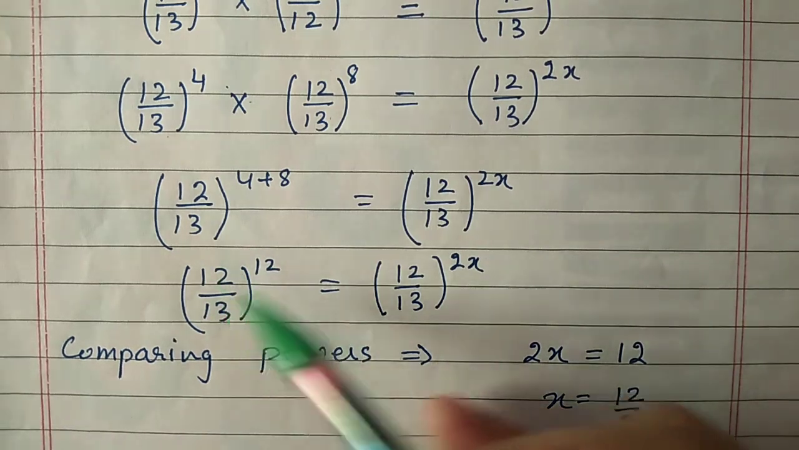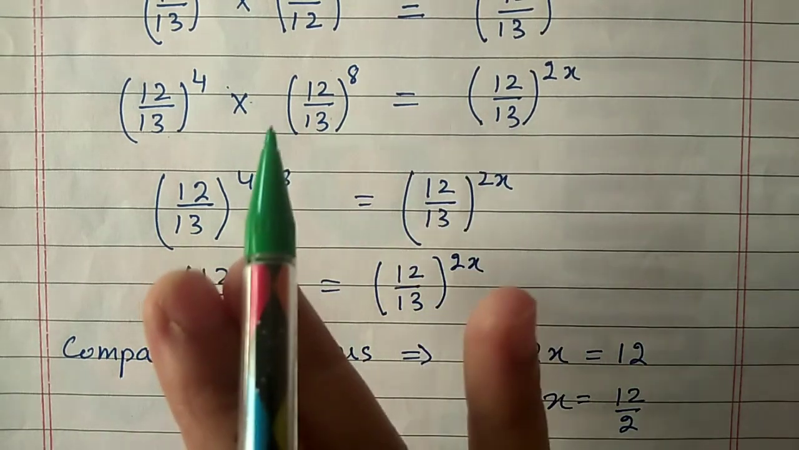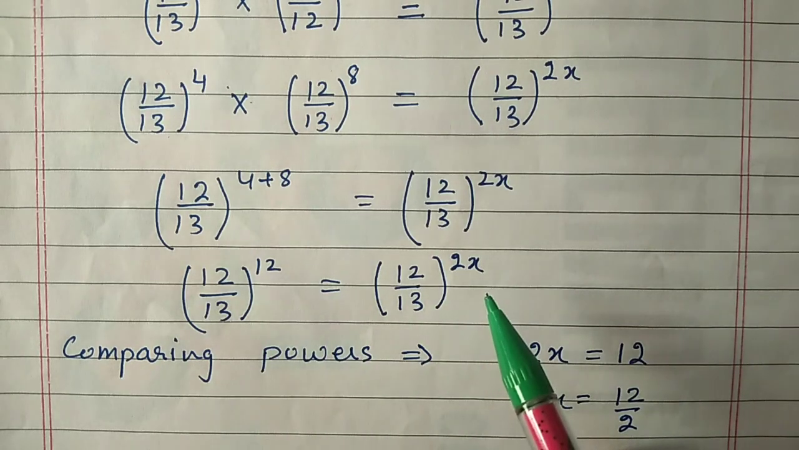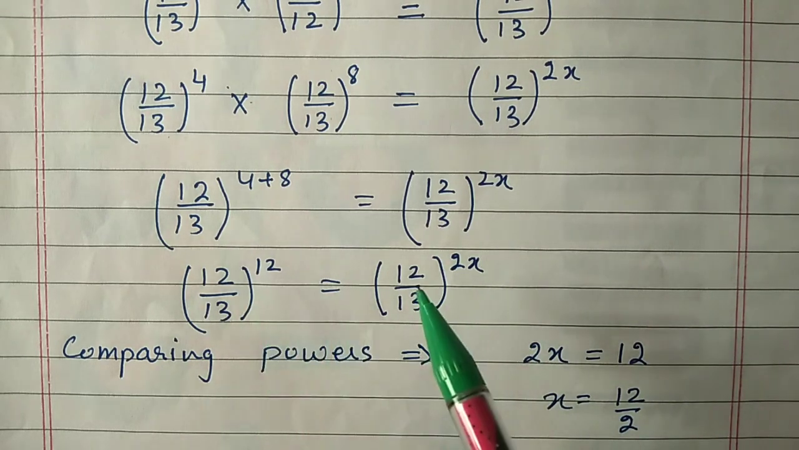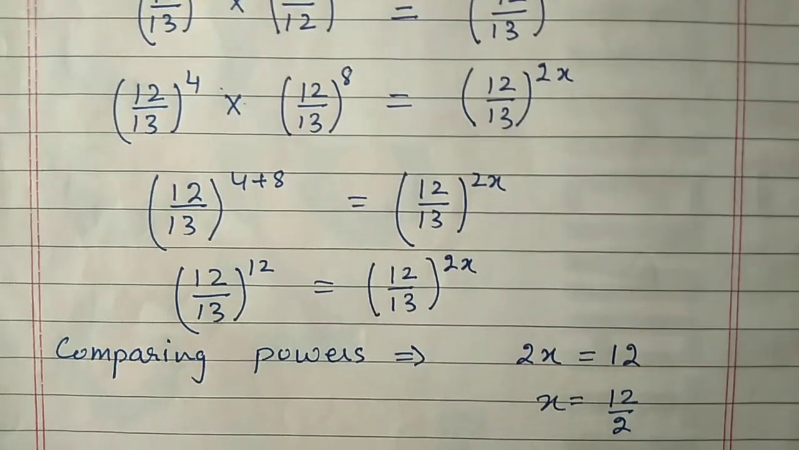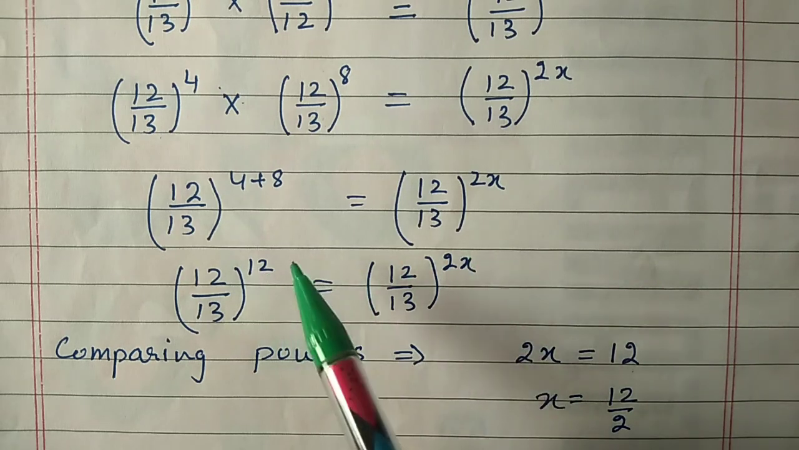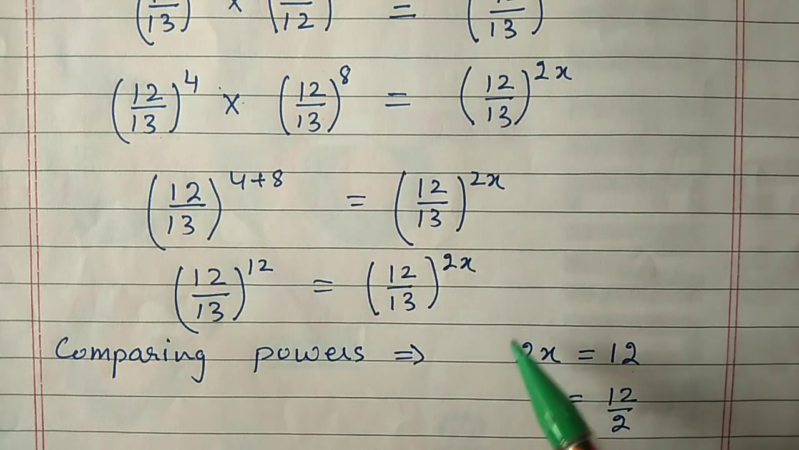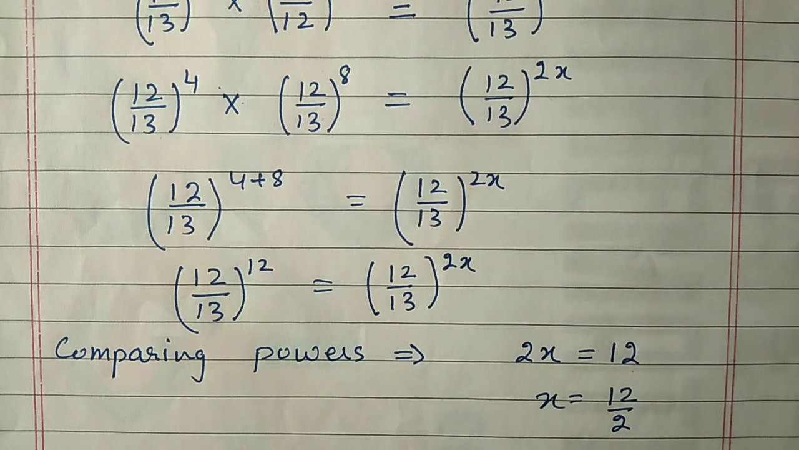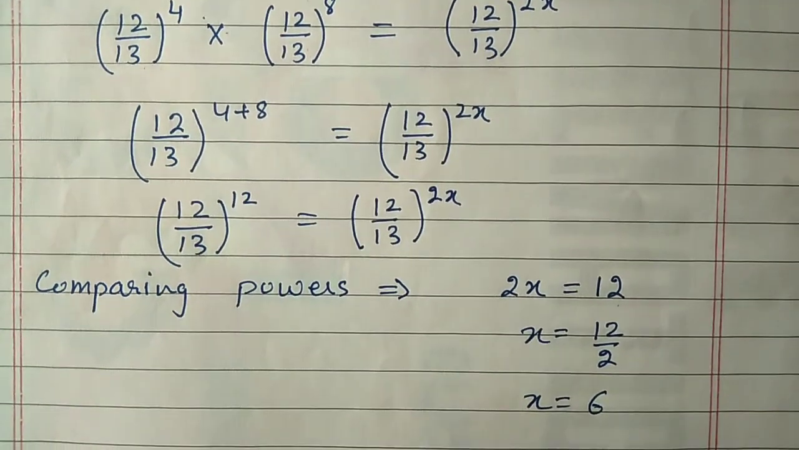The base is the same on both sides and the equal to symbol is there. It means this side and this side are equal to each other. Because the base is the same, we can compare the powers. So after comparing the powers, we are getting 2x is equal to 12. These powers are equal to each other. Now this 2 shifts to the other side, it will go for division. So 12 divided by 2, 6. So the x value is 6 here.